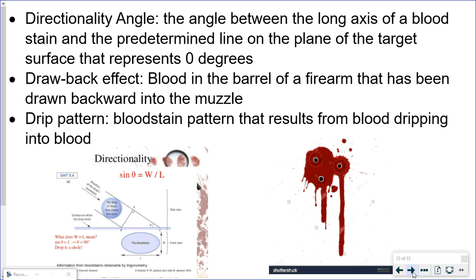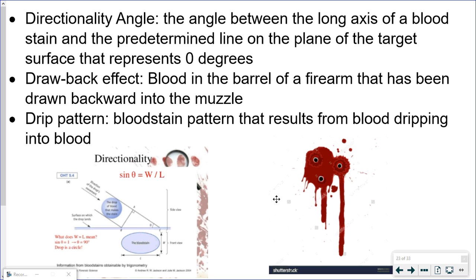The directionality angle is the angle between the long axis of the blood stain and the predetermined line on the plane of the target surface that represents 0 degrees. So this is going to be very similar to that angle of impact overall, but it's actually measuring not the angle that it flew in from, but the length of the actual blood drop itself.